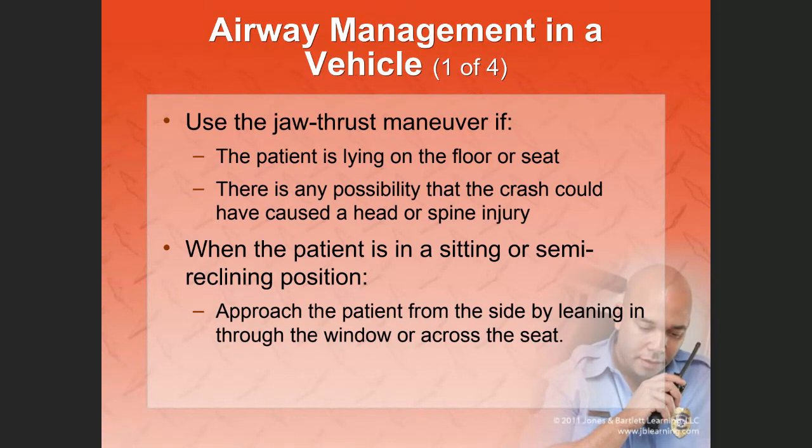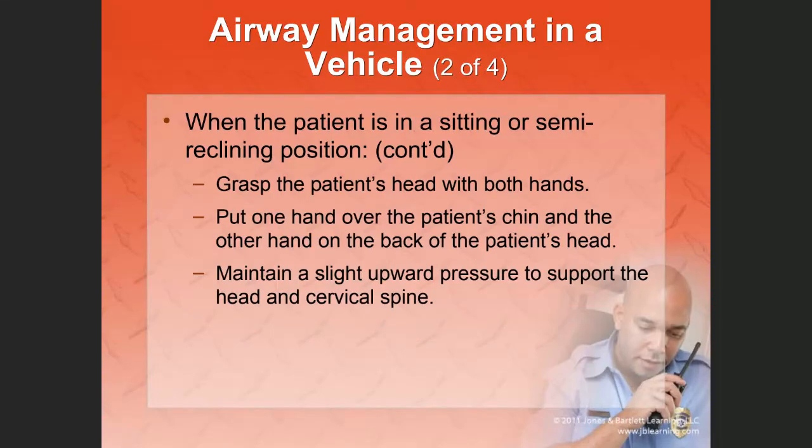Use it if there is any possibility that the crash could have caused a head or spinal injury. When the patient is sitting or semi-reclined, approach the patient from the side by leaning through the window or across the seat. Grasp the patient's head with both hands. When you're approaching a patient in an MVA, or motor vehicle accident, you always try to approach the patient in the line of sight, and you communicate with the patient while controlling the patient's head.